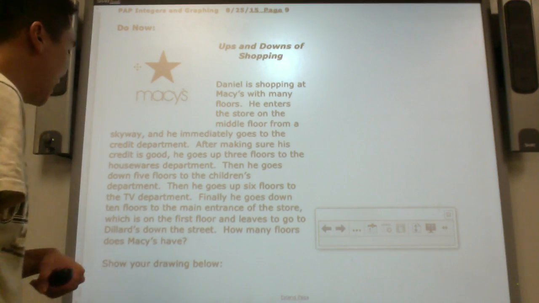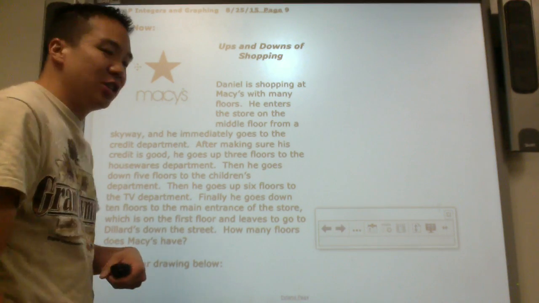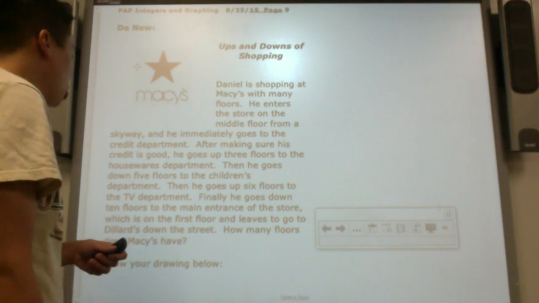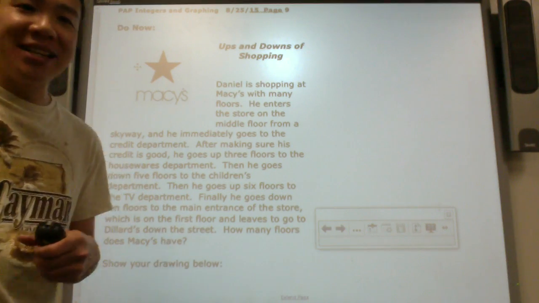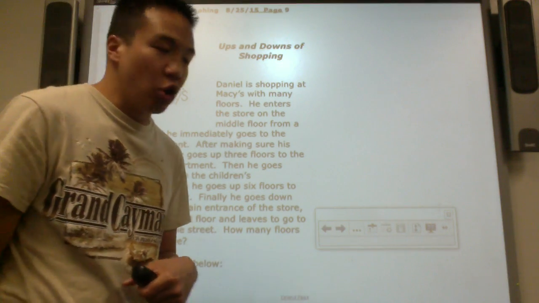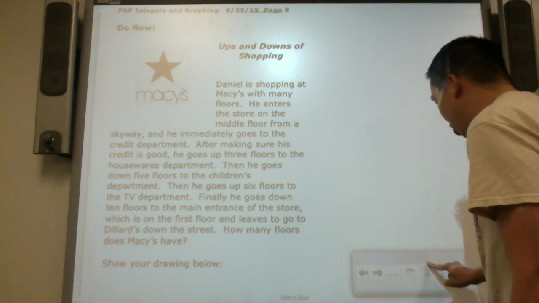Finally, he goes down 10 floors to the main entrance of the store, which is on the first floor, and leaves to go to Dillard's down the street. How many floors does Macy's have? Show your drawing. So let's draw this.